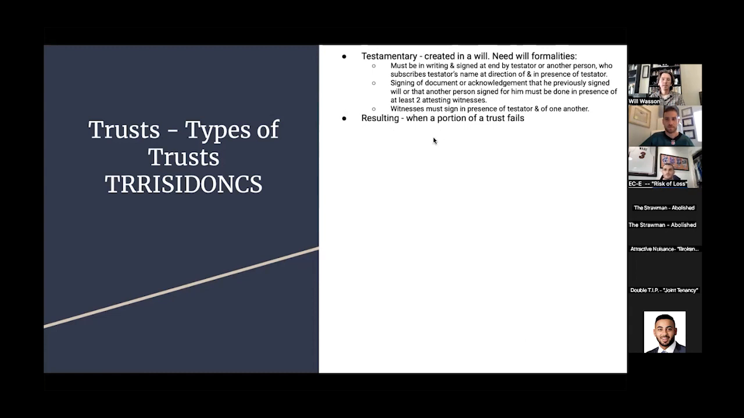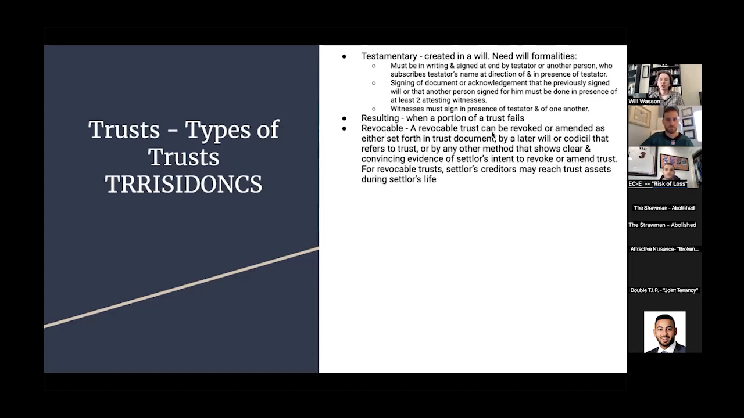A resulting trust happens when a portion of the trust fails. This would be when a trust, and we'll get to modification at the end, fails because of changing circumstances, or potentially because they run out of property in the trust. The court will try to save the trust by creating a resulting trust. They'll kind of change the trust, and the result is a resulting trust.